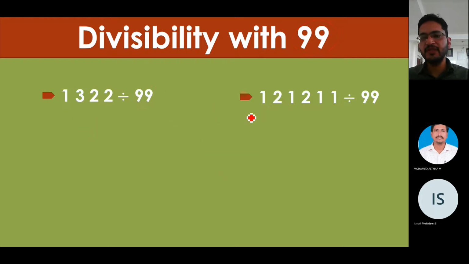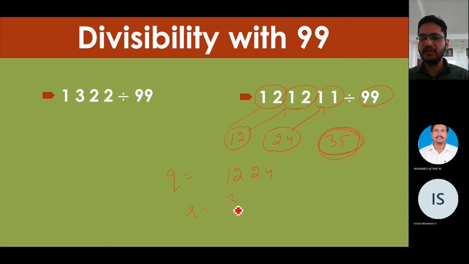One more question. Here we have 2 9s. So we will make a pair of 2 numbers starting from last. Now first pair as it is 12. 12 plus 12, that is 24. 24 plus 11, that is 35. So this is the quotient, and 35 is remainder. 35 is remainder, and quotient is 12, 24, and remainder is 35.